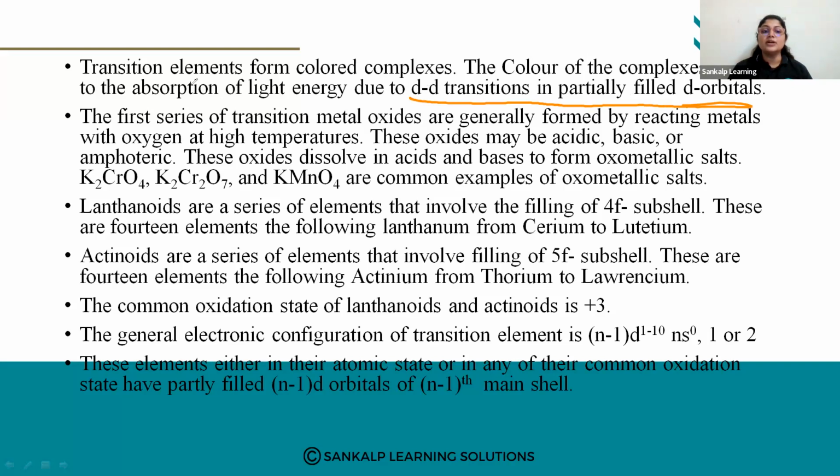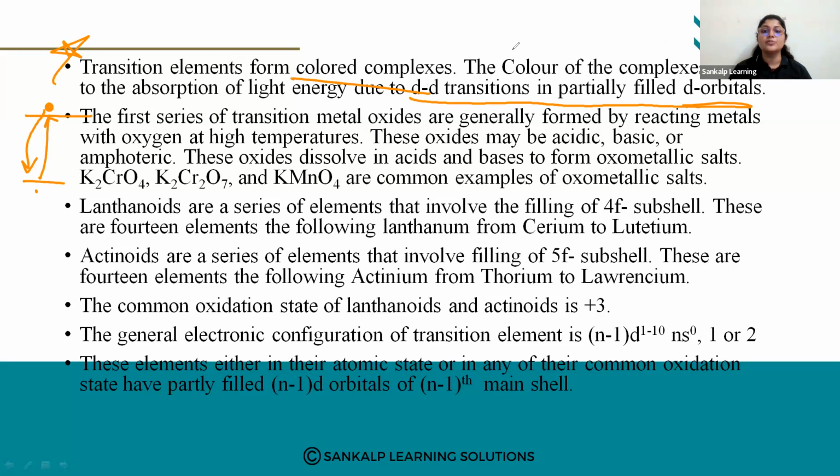The energy will be absorbed and the electrons will get excited from a lower energy level to a higher energy level. Then the electron which is excited to the higher energy level has to come down. When it comes down, what will happen? They will emit light. Because of this, they will be colored complexes. So remember, due to d-d transitions in partially filled d orbitals, transition elements form colored complexes.